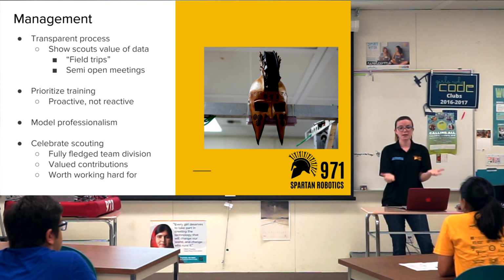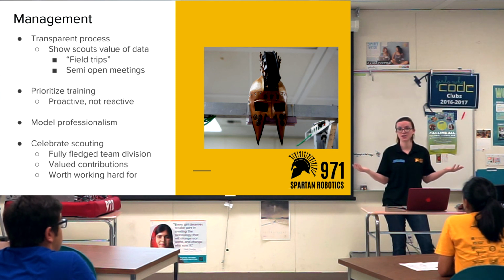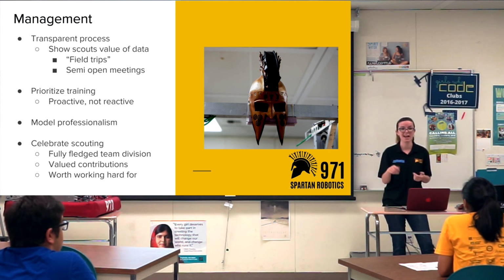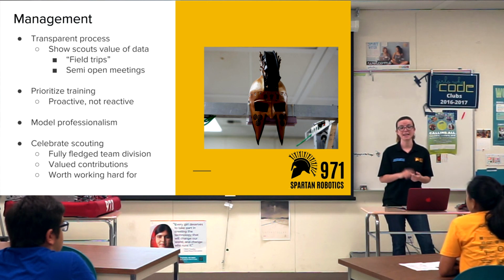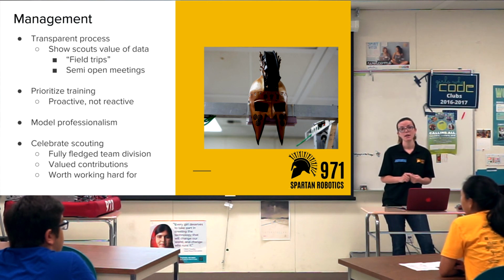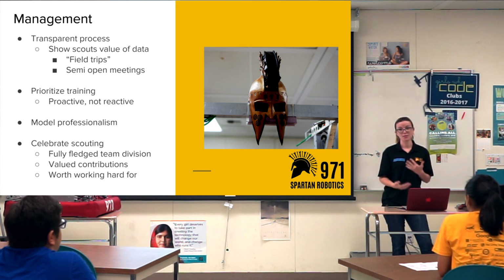And I don't think that's okay, because if scouts don't know how their data is being used, what's their motivation to take good data? It just seems like, I'm doing this job, it's kind of tedious sometimes, and then something happens, boom, alliance. You want to show scouts the value of their data. You want to show them exactly how and why what they are doing matters. So what I like to do is take scouts on field trips.